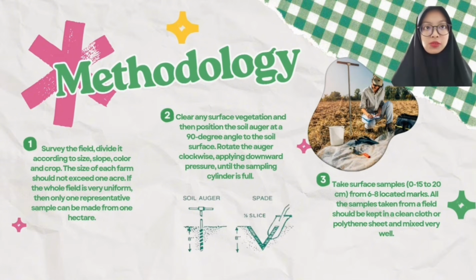Next, any surface vegetation should be cleared, and then a soil auger will be used to start the sampling. The soil auger should be positioned at a 90-degree angle to the soil surface. The auger then will be rotated clockwise, applying downward pressure until the sampling cylinder is full. Lastly, the samples from 6 to 8 marked locations will be taken. All the samples taken from the field should be kept in a clean cloth or polyethylene sheet and mixed well.